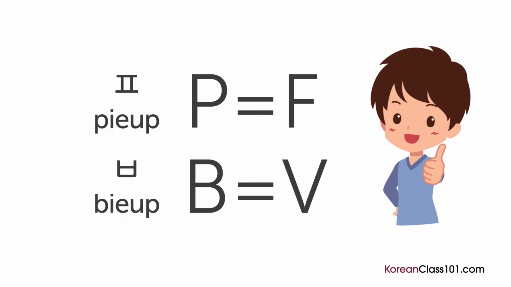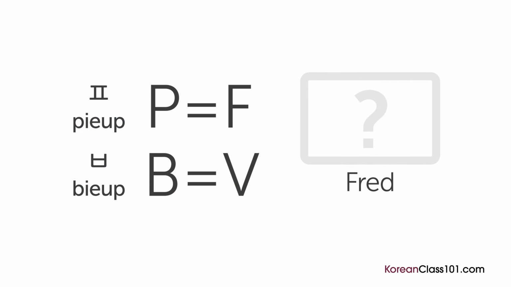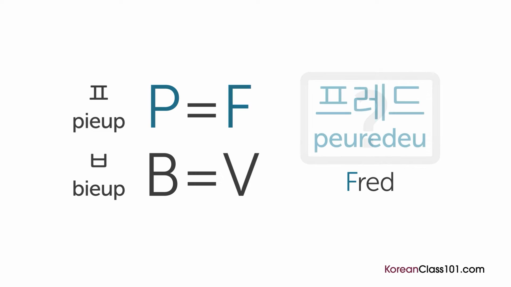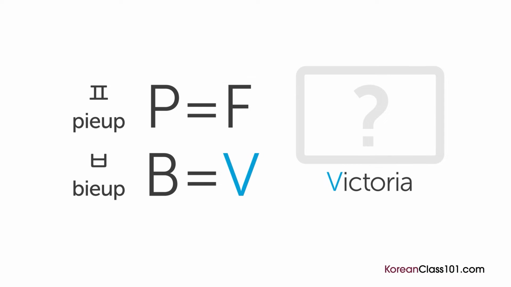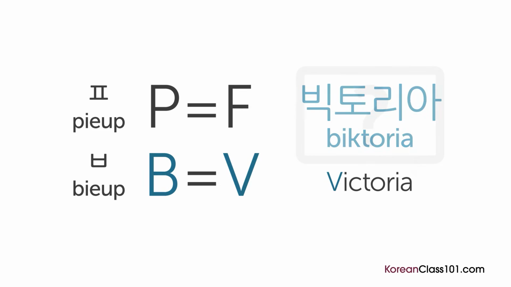Let's go through some examples so you can learn how to make these sounds in Korean. Let's say your name is Fred. How would you write it in Korean? Since fu corresponds with pu in Korean, you'd write it as 프레드 using piup. Another example will be with the name Victoria. Since vu corresponds with bu, you'd write it as 빅토리아, changing the vu sound to bu sound.